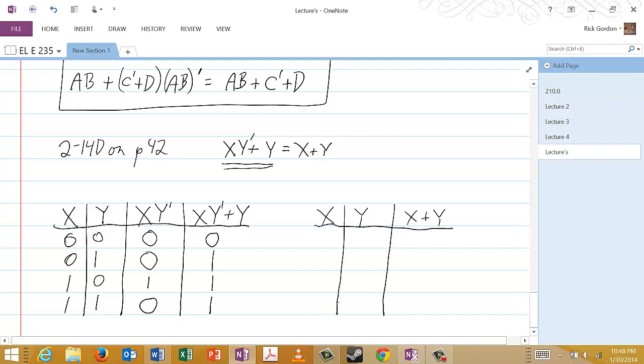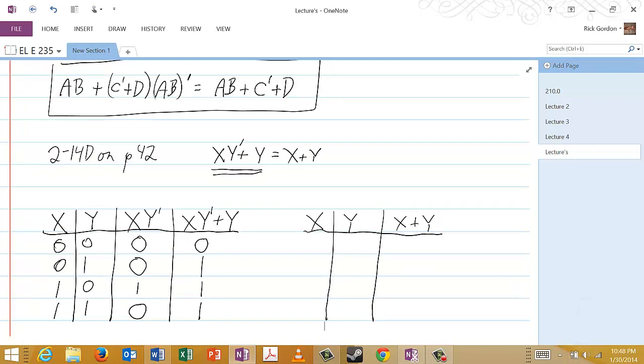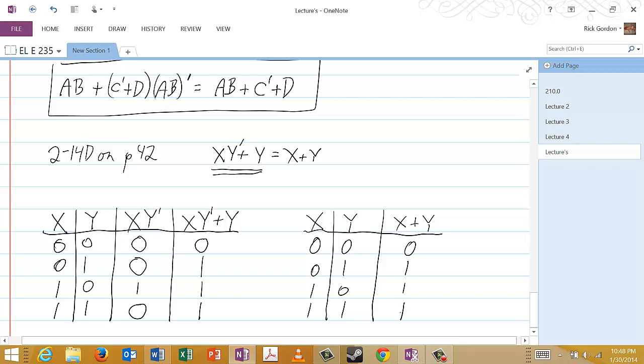Again, we write our independent variables on the left, and we write the function we're interested in on the right. And in this case, I didn't use any intermediate columns at all because this one's so simple. Once again, we have two independent variables. So we have four possibilities: 0, 0, 0, 1, 1, 0, and 1, 1. And now if we OR those two columns together, 0 ORed with 0 is 0, 0 ORed with 1 is 1, 1 ORed with 0 is 1, 1 ORed with 1 is 1.